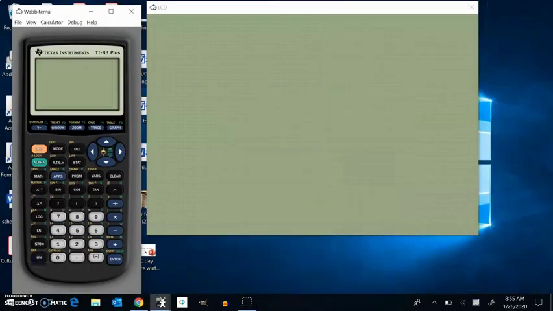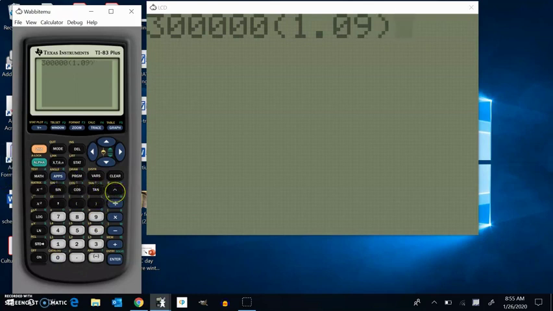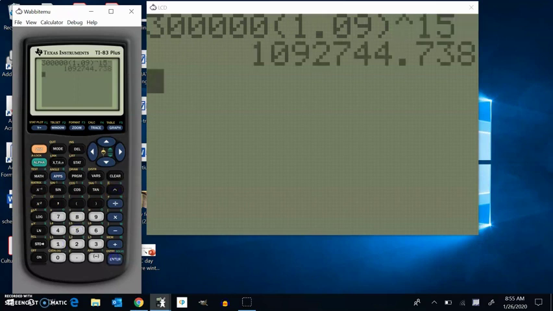So let me grab my calculator, turn it on. So 300,000 times 1.09. And to get to a power, I'm going to use this button, this caret. Sometimes it'll have an x to the y button, and that was to the 15th. And so notice it's wow, over a million, 1,092,744. And I could round that four up to a five. I'm not going to use the decimal because 0.7 people shouldn't make too much sense.